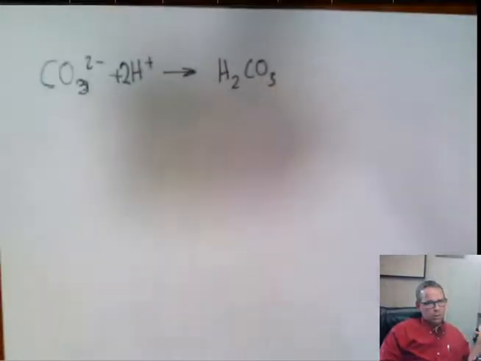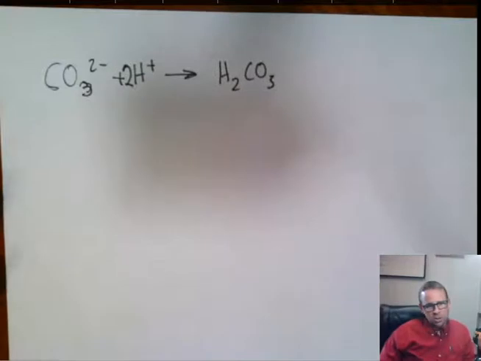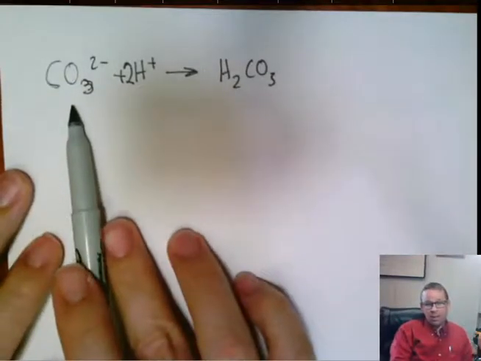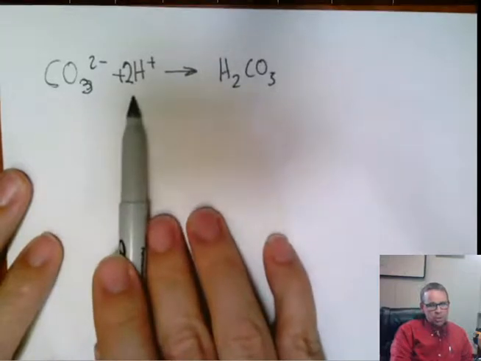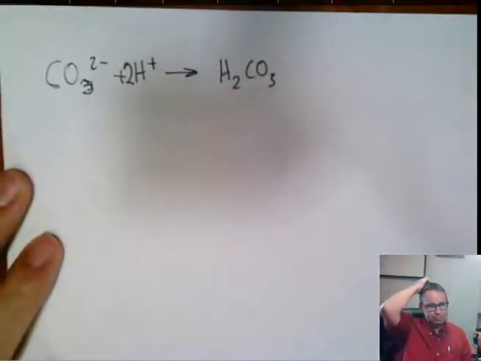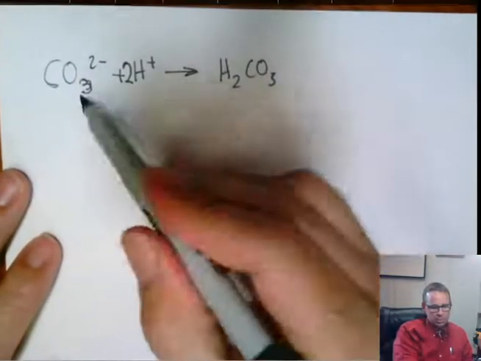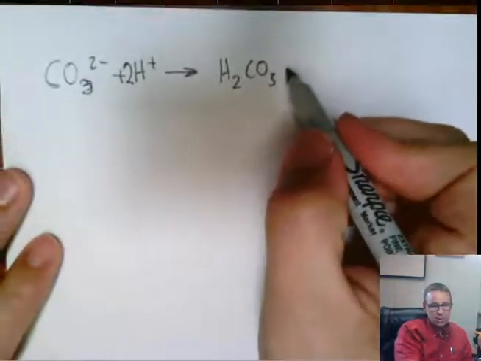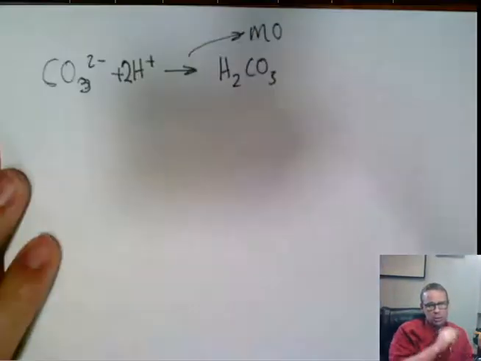So this is back to our net ionic equation, just the carbonate getting 2 hydrogens to form carbonic acid. And for this to indicate that this has come to completion, this would be our methyl orange.